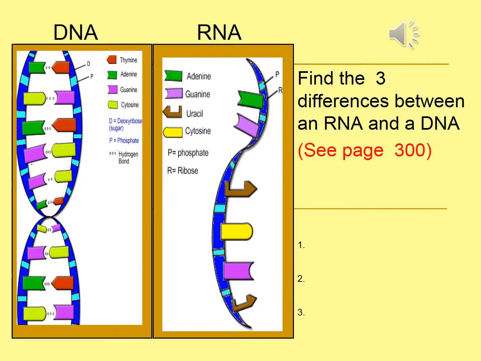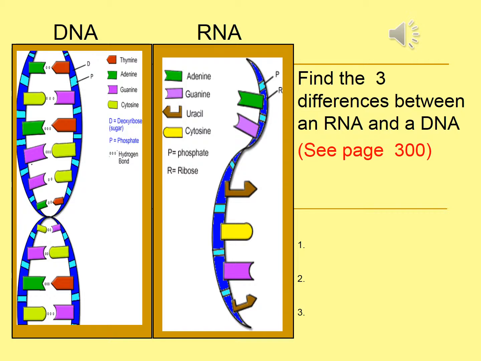To cover the first essential question, what are the differences between DNA and RNA? You can either look on page 300 of your book, or you can simply look at these two pictures. Here you've got DNA in the first picture to the left, and you'll see that it's made out of two strands. If you look at the RNA on the right, it's made out of one strand. So there you've got one difference.